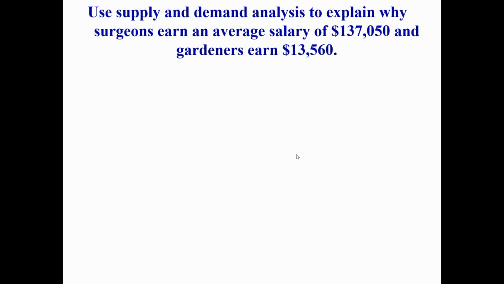So let's say I wanted to stop, pause the video again, and use a supply and demand analysis to explain why surgeons earn an average salary of $137,050 and gardeners earn an annual average salary of $13,560. Stop the video, draw two different supply and demand curves for these labor markets, and explain how that would explain this difference in the average salaries. Pause.